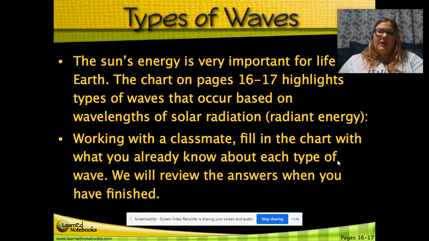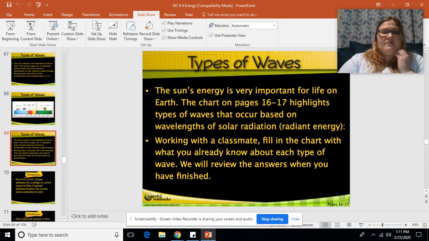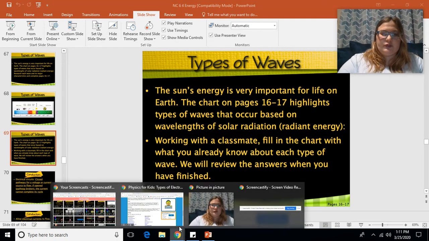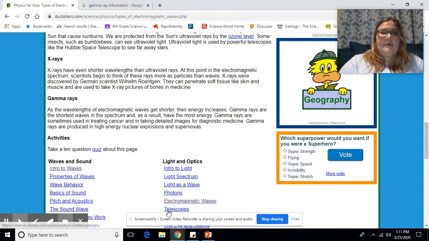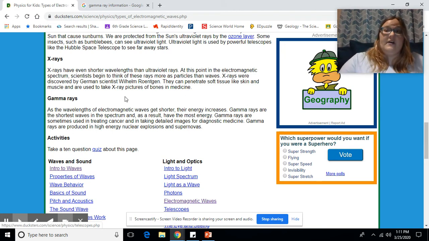I want to do gamma ray with you. So gamma rays. This is a site called Ducksters. You might have used it in some other classes. It says, as the wavelength of electromagnetic waves gets shorter, their energy increases. Gamma rays are the shortest waves in the spectrum and as a result have the most energy. Gamma rays are sometimes used in treating cancer and taking detailed images for diagnostic medicine. Gamma rays are produced in high energy nuclear explosions and supernovas.